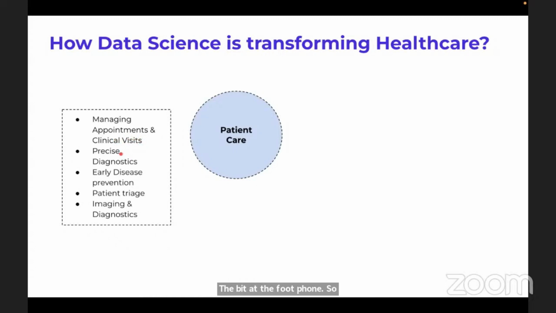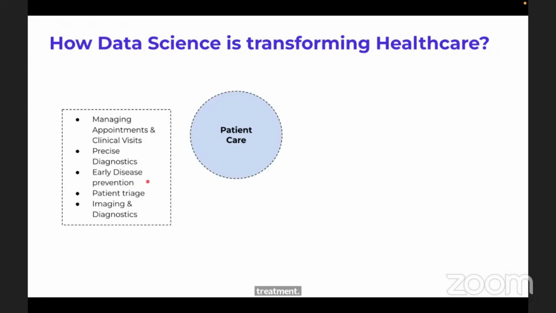Precise diagnostics. There is something called precision medicine, which has been coming up in the last 5 to 6 years. And now people are saying that no one disease is actually one disease. It's a cluster of multiple diseases. So arriving at precise diagnostics using transcriptomics data and proteomic biomarkers will help in delivering precise treatment and better recovery.